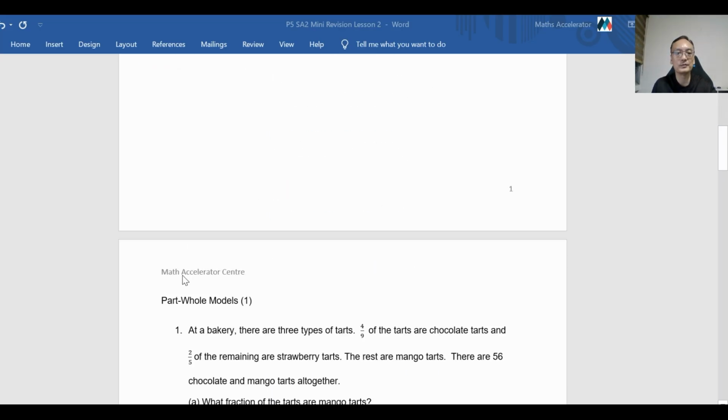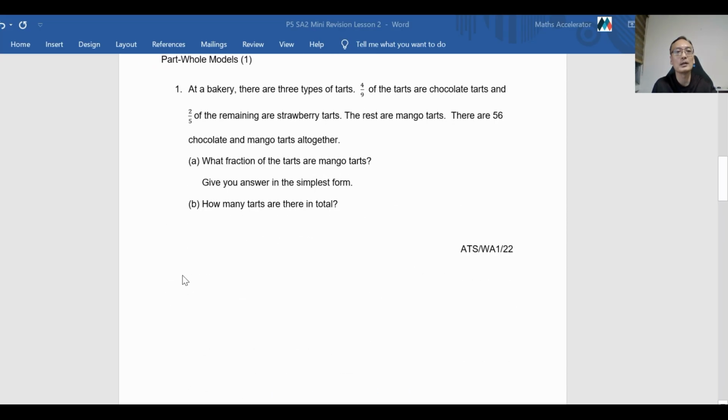Let's go to the first question. This is question 1. At the bakery, there are 3 types of tarts. 4/9 of the tarts are chocolate tarts and 2/5 of the remaining are strawberry tarts. The rest are mango tarts. There are 56 chocolate and mango tarts altogether. A. What fraction of the tarts are mango tarts? Give your answer in the simplest form. And part B, how many tarts are there in total?